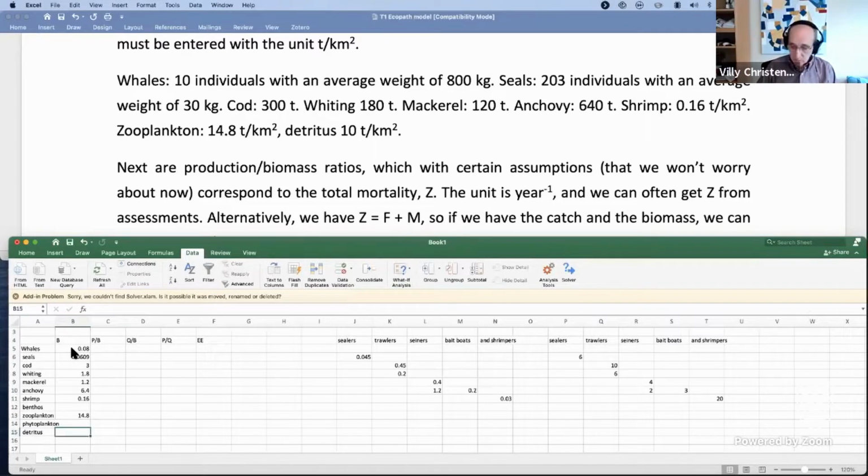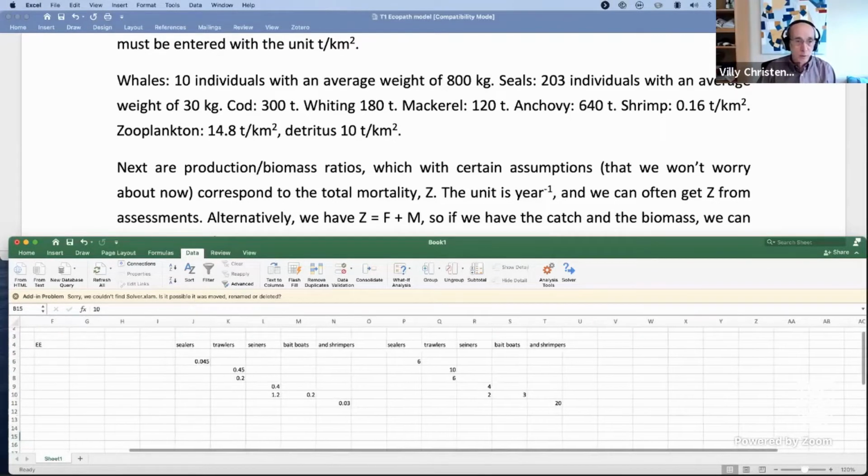Then detritus, that's 10. The detritus biomass is not really used for anything. Short of when you get to Ecosim, this display will show detritus biomass relative to this number here. But so this number is not important at all. What matters is how much flow is into the detritus box, and how big the demand is for detritus. The biomass doesn't really matter.